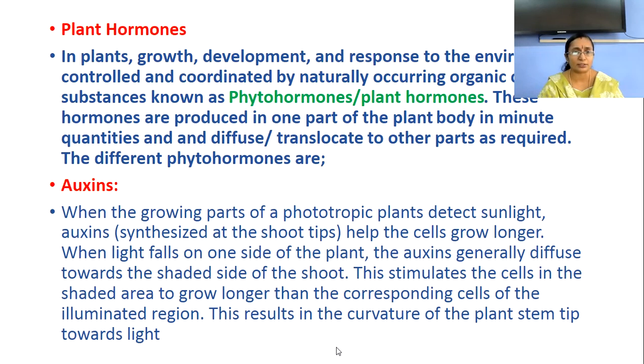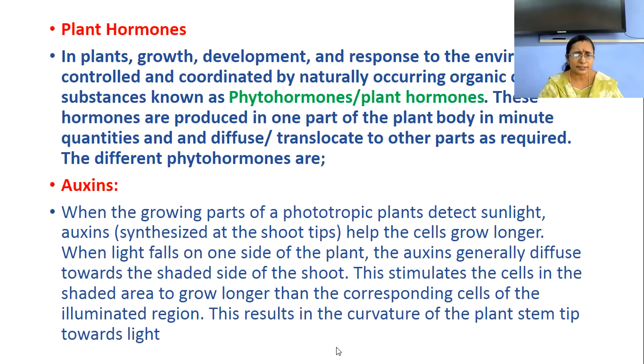In plants also, these are produced in some parts of the plant body in small quantities. Blood is not there, so either through the xylem or phloem they will be diffused or translocated to the other parts. Okay, so we will see the different types of phytohormones and their functions. The most important phytohormone in plants, which is very commonly talked about, is auxins. Auxins can be called the growth hormones of plants.